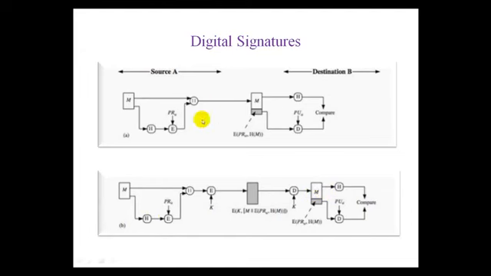The difference between the first type and the second type is very simple. Here we use only the hash value for the encryption, and the message is not encrypted here, whereas in this case the message as well as the hash value are encrypted. Hence this assures you digital signature, and this assures you digital signature as well as message confidentiality.